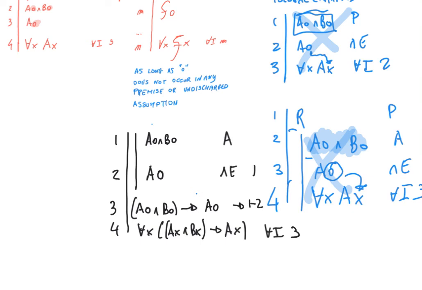So this application of universal introduction is legal, even though O was used in an assumption, because that assumption is discharged at the point at which the rule of universal introduction is applied. How do I know that it is discharged? It is discharged because the subproof that contained that assumption has ended, namely it has ended in step 2. To know that the subproof has ended, you just see that the line corresponding to the subproof has been closed off.